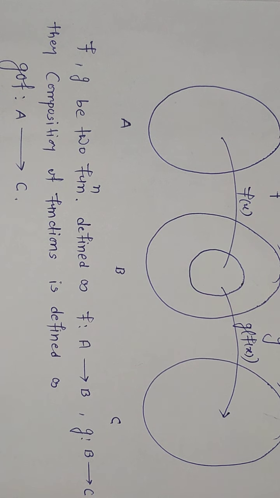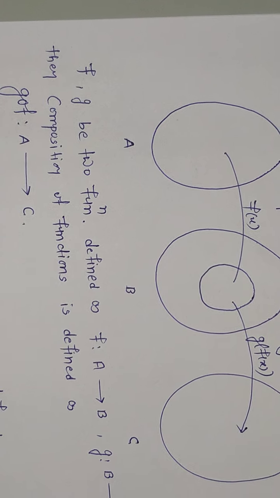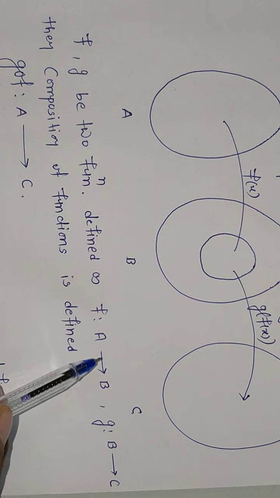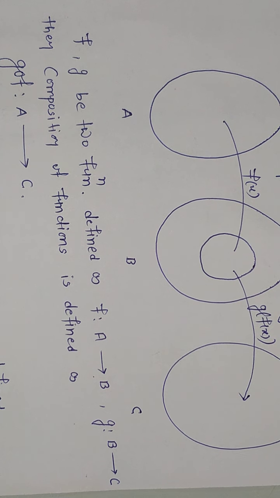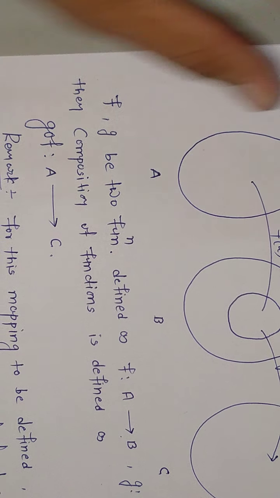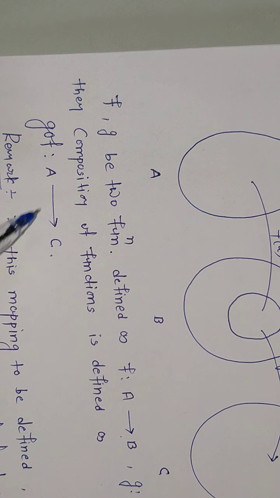So we have taken two functions on sets A, B and C. f is from A to B and g is from B to C. Then the composition of these two functions is defined as g of f, from A to C. Let's discuss how we get this kind of mapping.